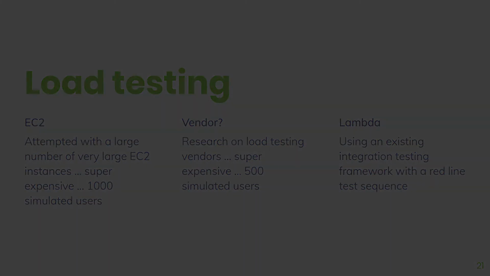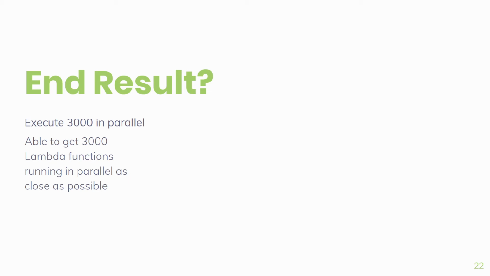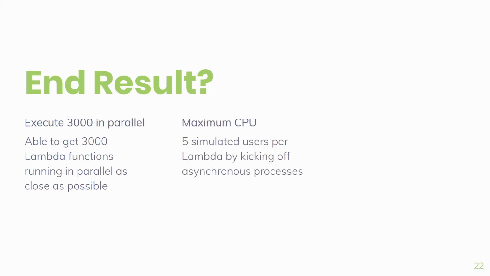So the end result was absolutely spectacular. We ended up having 3,000 Lambda functions running in parallel, or as close as possible as we could get. And technically, you don't have to have all 3,000 exactly running in parallel. We wanted to get as close as we can to simultaneous users browsing the site. And each of those Lambda functions could run 5 simulated users in parallel on the single Lambda function.